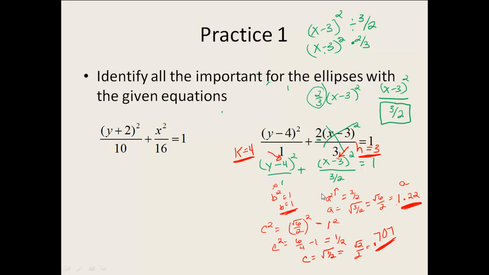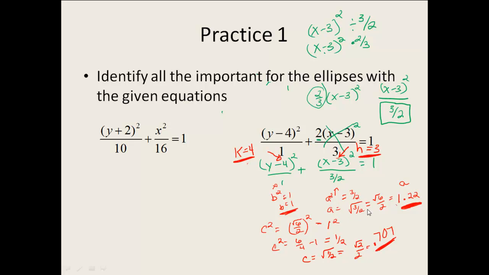Alright, I started out by pulling off my h and my k. h is always paired with my x, so I knew it was going to be this one. Took the opposite and I got h to be 3. My k is always paired with the y. Take the opposite of it and I get k to be equal to 4. Then I had to decide a and b, which one's which. Well, a squared is always bigger, and 3/2 is bigger than 1, so I knew that 3/2 was equal to my a squared. So I set that formula up, a squared equals 3/2.